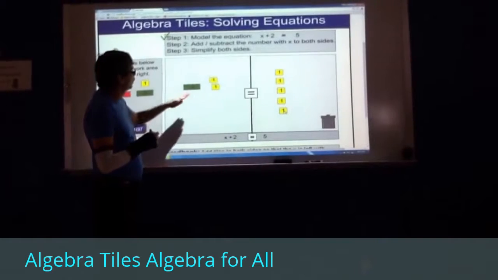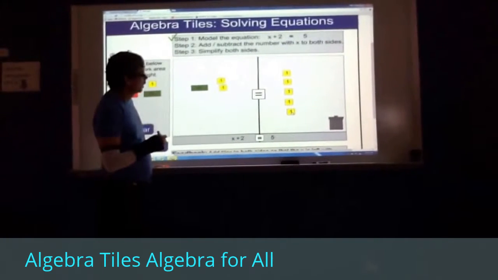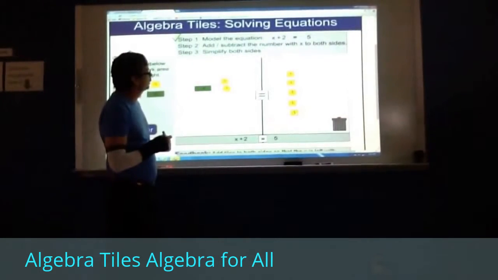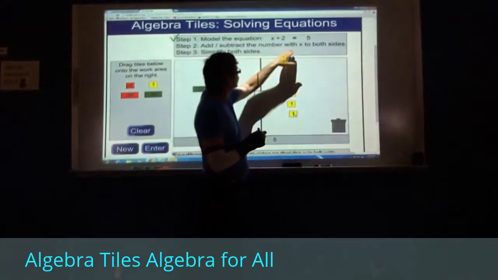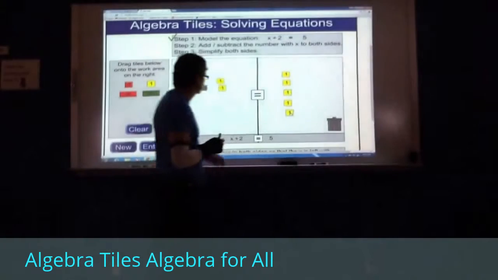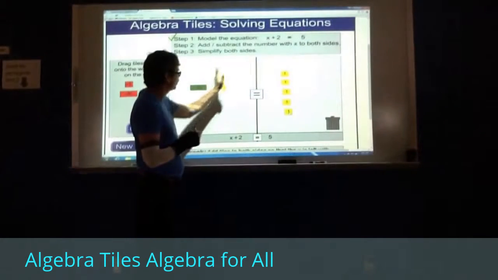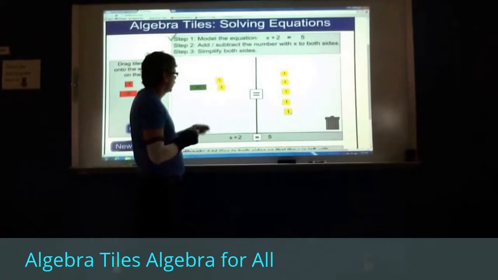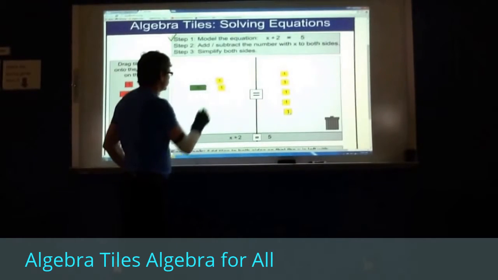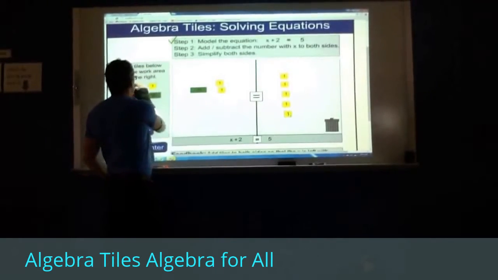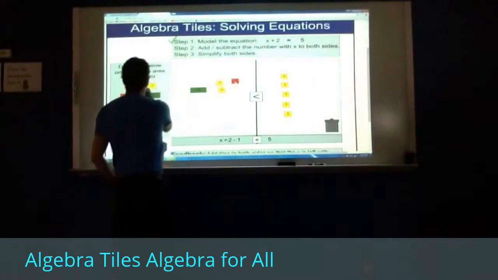Now, if we want to use strategies, one of the powerful strategies to figure out what x is, is to get x by itself. So our step 2 is to add or subtract the number with x to both sides. The part that's by the x, we want to disappear, and the only way we make it disappear is to use what we call its zero pair. If I have a positive 2, what I need is a negative 2 to offset that.